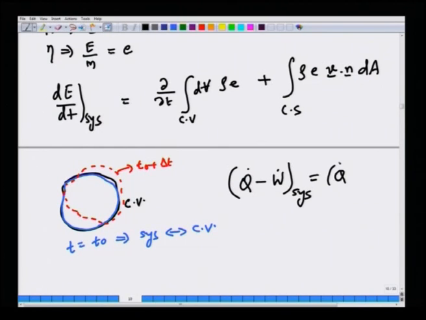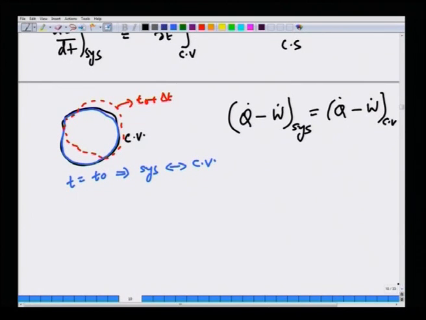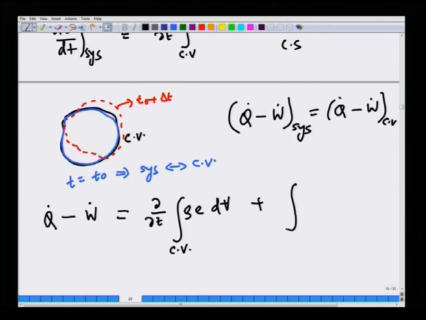So, if you want to apply the first law of thermodynamics at that instant when the system and the control volume are the same, then the rate at which heat is transferred, q dot, minus the rate at which work is done, w dot, for the system is the same as that for the CV, because the system and the CV coincide at time t equals t0. So, the rate form of the first law of thermodynamics becomes: this is equal to d/dt of the integral over CV of rho e dV, plus the integral over the CS of rho e (V dot n) dA, this is the flux term.